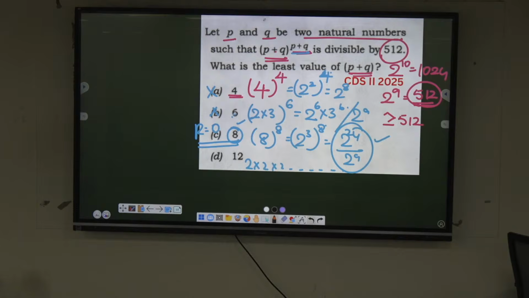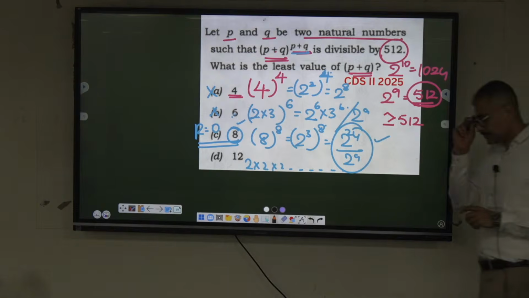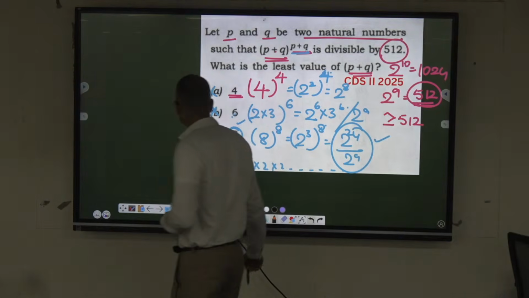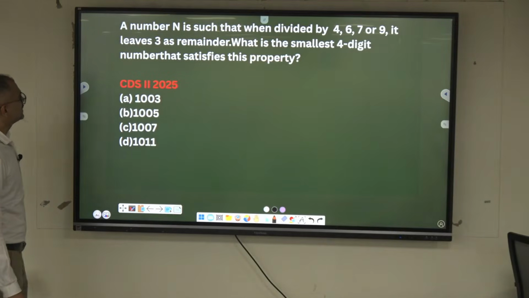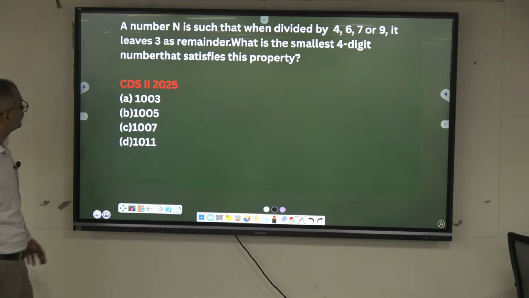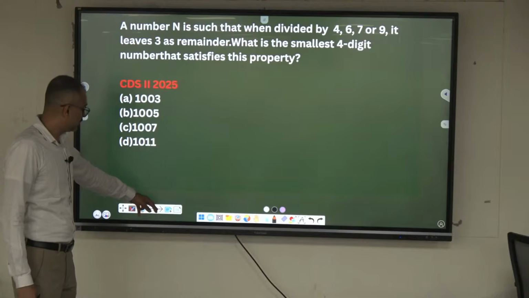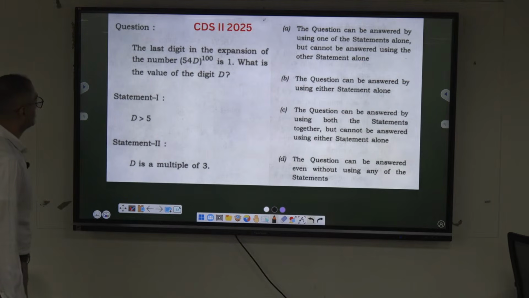Okay. Shall we move? A number n is such that when divided by 4, 6, 7 or 9, it leaves 3 remainder. What is the smallest 4 digit? Shall I move this? Okay, we already have done many such questions. Come on, data sufficiency now.